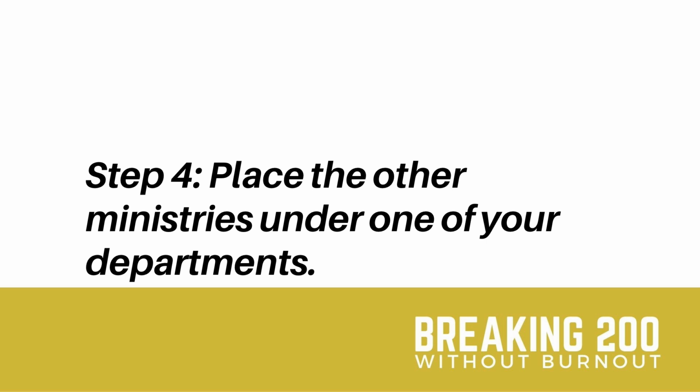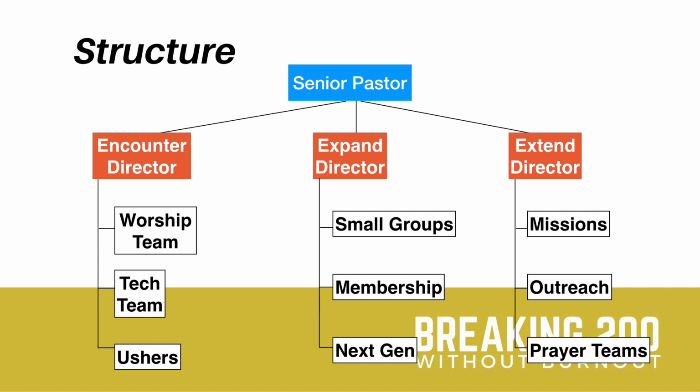And then step 4, you're going to place the other ministries, whatever ministries you currently have that are active, under the appropriate department. Okay, so for example, here we placed the worship team, we placed the tech team, we placed the ushers team, we placed a small groups team under Expand, Membership, Next Gen, and it just helps us align our ministries under our strategy so that we can utilize the strategy to accomplish the vision.